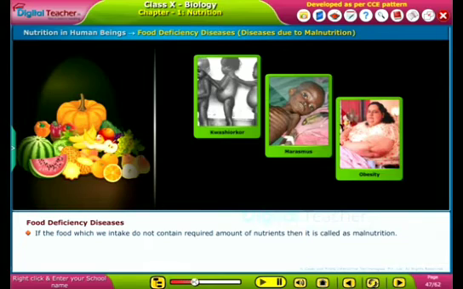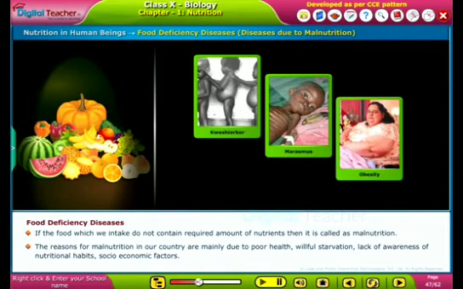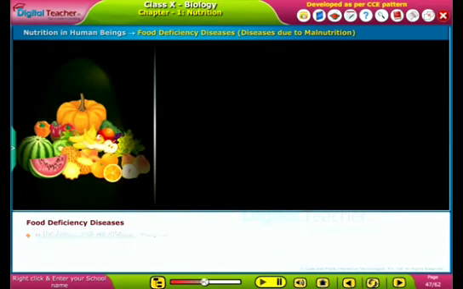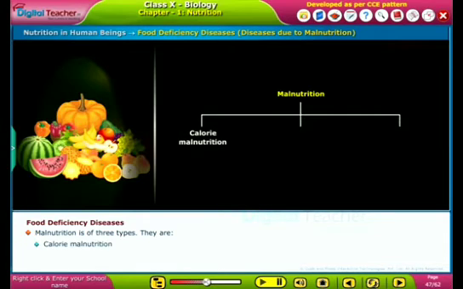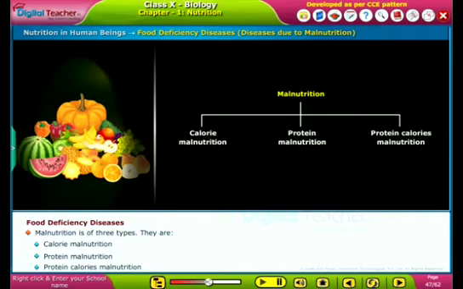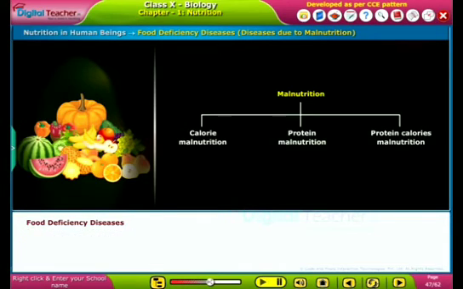If the food which we take in does not contain the required amount of nutrients, it is called malnutrition. The reasons for malnutrition in our country are mainly poor health, willful starvation, lack of awareness of nutritional habits, and socio-economic factors. Malnutrition is of 3 types. They are calorie malnutrition, protein malnutrition, and protein calorie malnutrition.